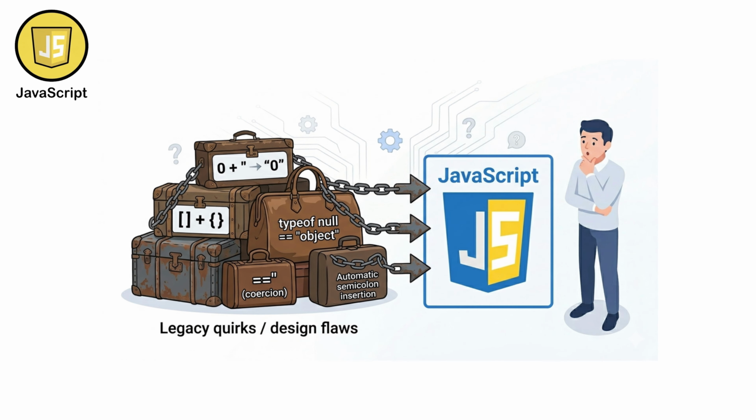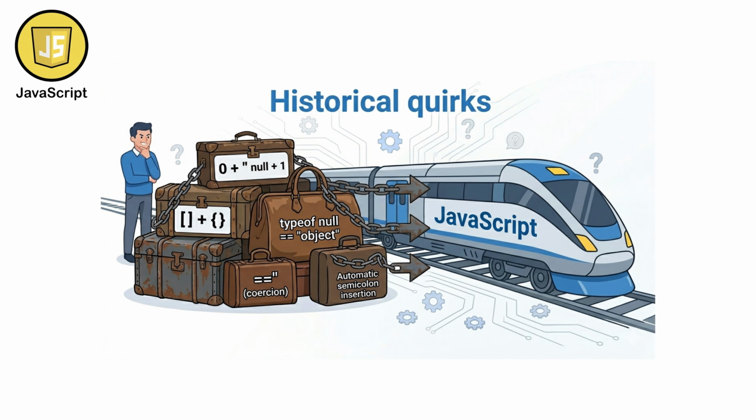The limitation is that those design quirks are permanent. They can't be removed without breaking billions of websites, so JavaScript carries its historical baggage everywhere it goes.